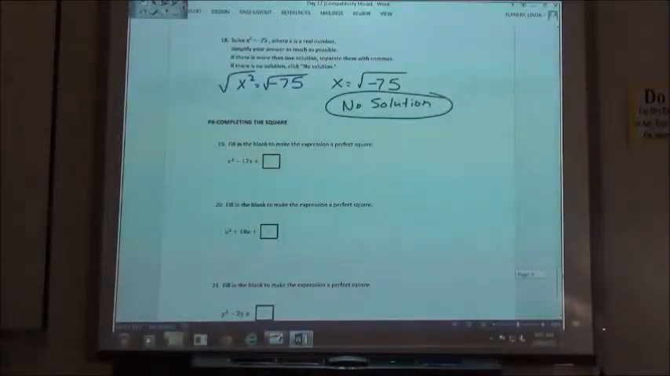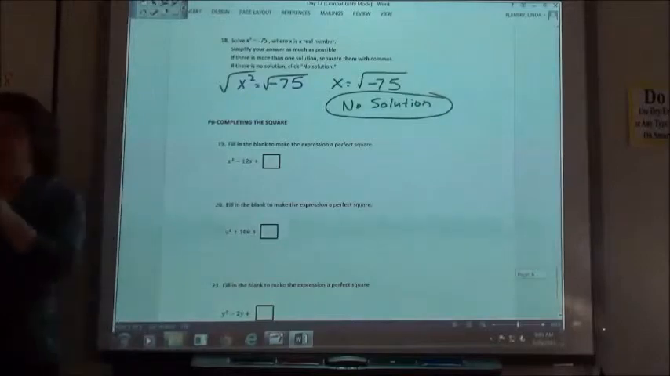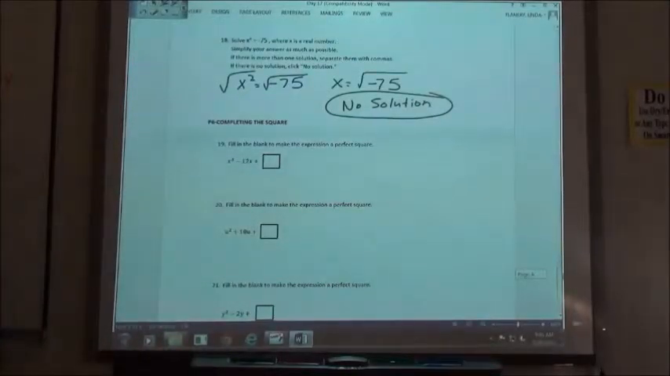Completing the square, again, they totally changed the subject. It's going to get you in when we have to graph a circle. But what they want you to do is make this expression a perfect square so that when you factor it, it factors into the same thing twice.